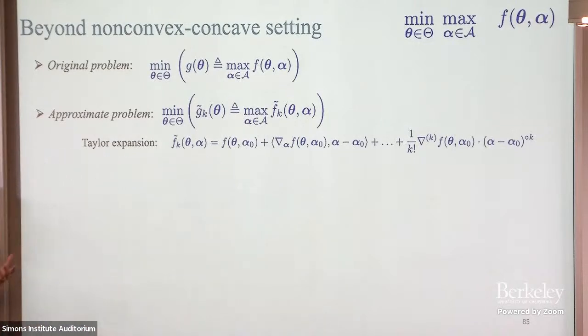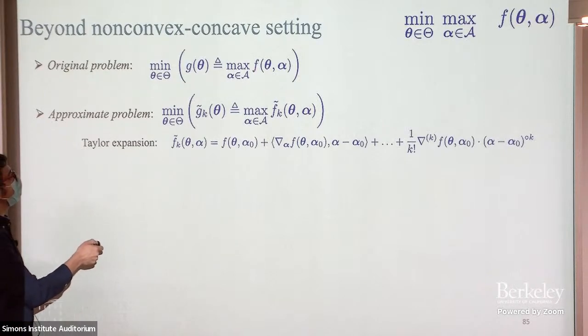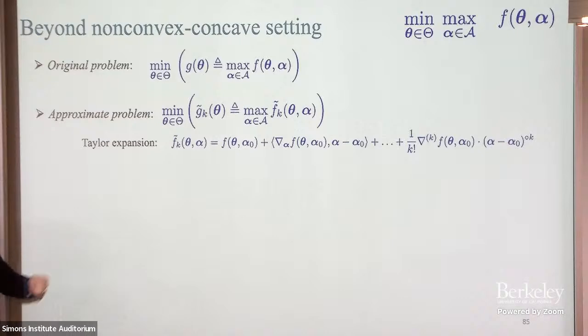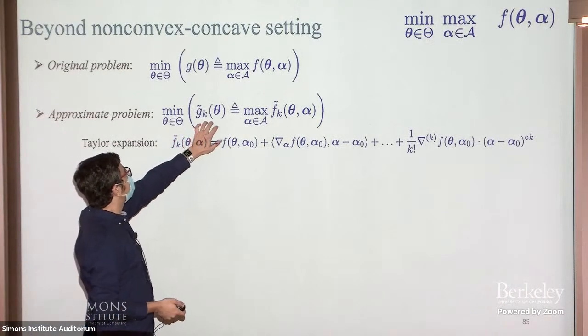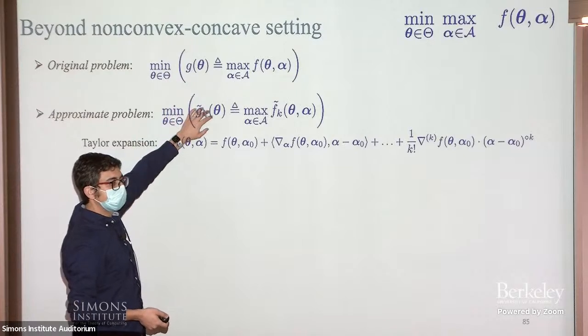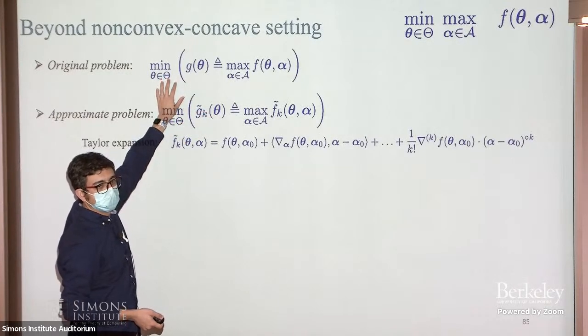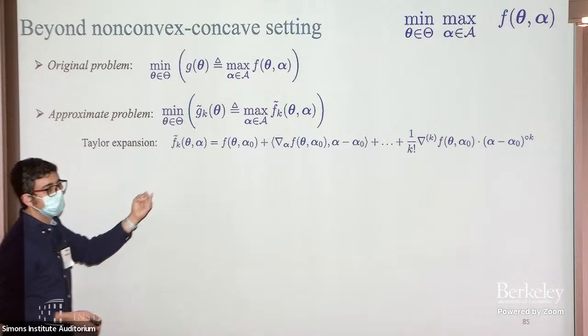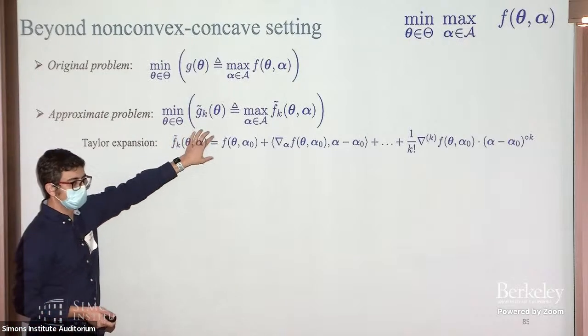And we know that this could be a good approximation. If, for example, the radius of A is small, if the diameter of A is small, the Taylor expansion could be a reasonable approximation. So now there are two questions. If I solve this problem, is this related to the solution of the original problem? That's the first question. The second question is, can we solve this problem?